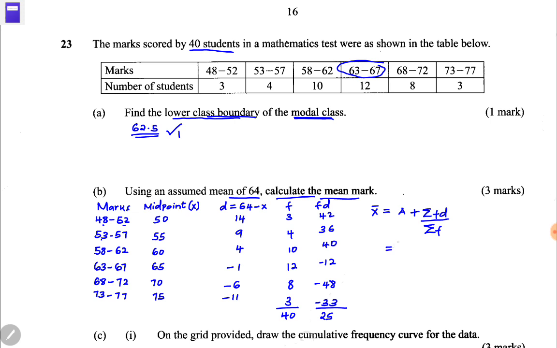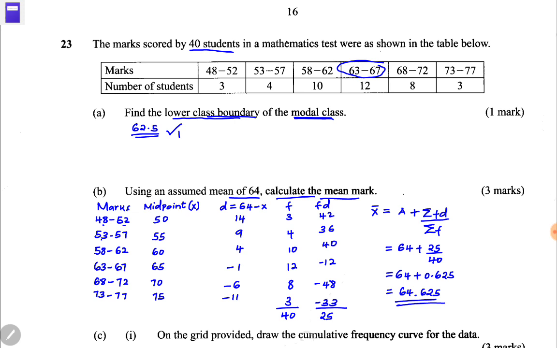Now this is equal to the assumed mean, 64, plus the summation of FD, which is 25, over the summation of F, which is 40. So this is 64 plus 25 over 40, which is 0.625. So the mean mark will be equal to 64.625. And that is the answer.